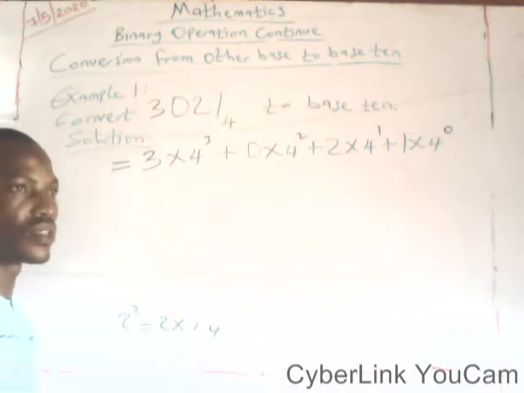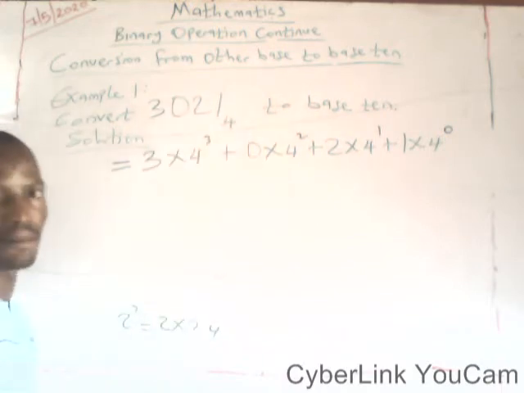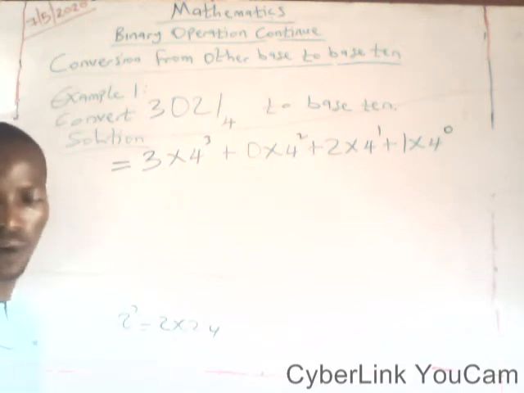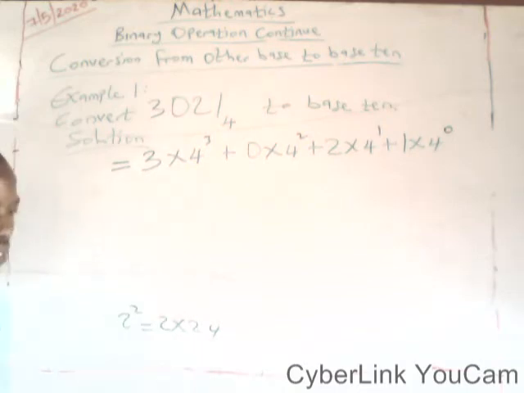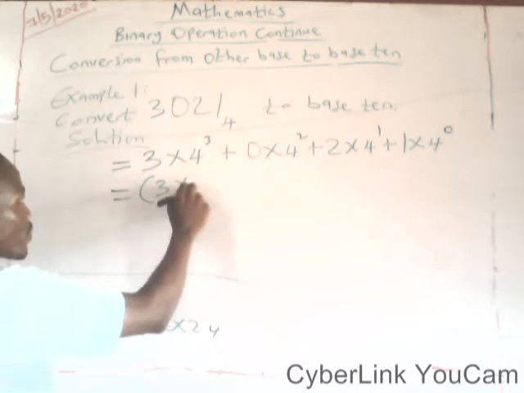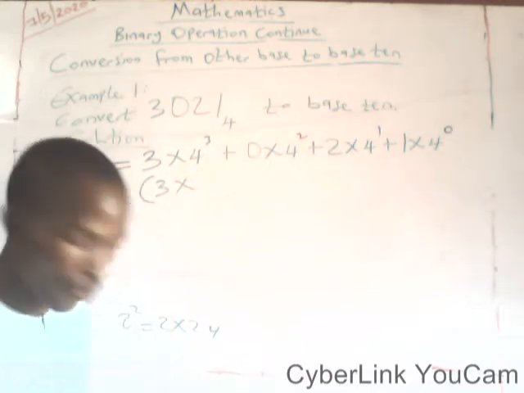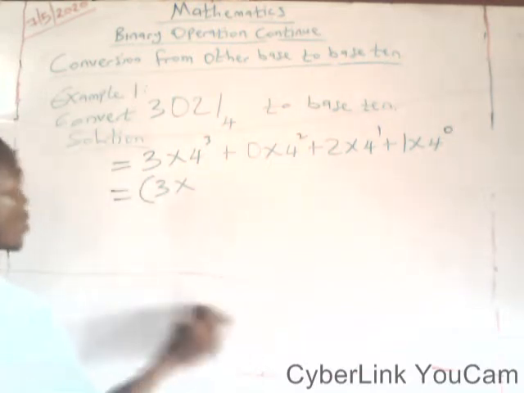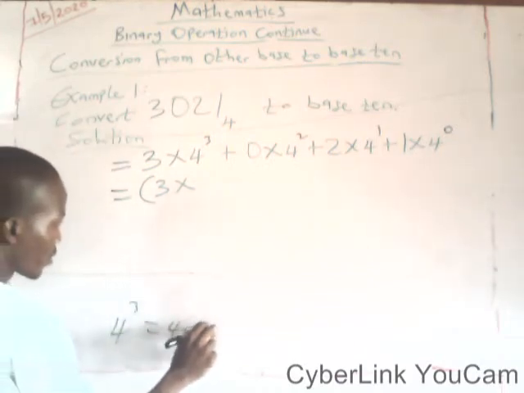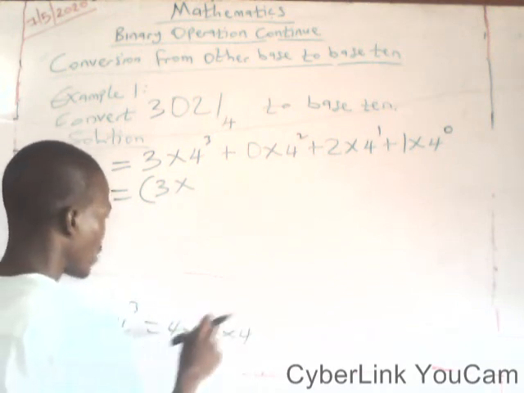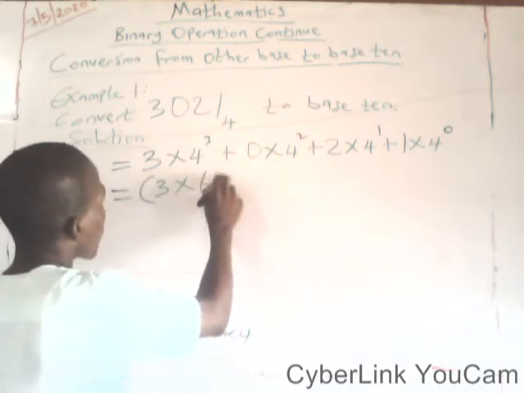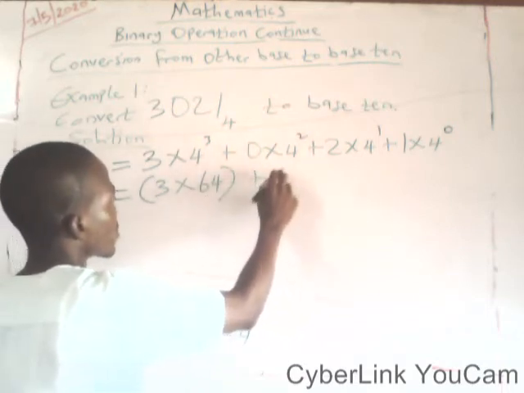In mathematics, when you have 4 raised to power 3, what will be your answer? That is 4 times 4 times 4. Then in that case, we have is equals to, create a bracket, 3 multiplied by 4 times 4 times 4, which is 4 raised to power 3. 4 times 4, that is 16. 16 times 4 will give us what? That is 64. Close the bracket.